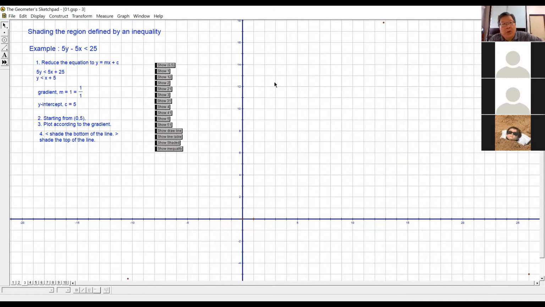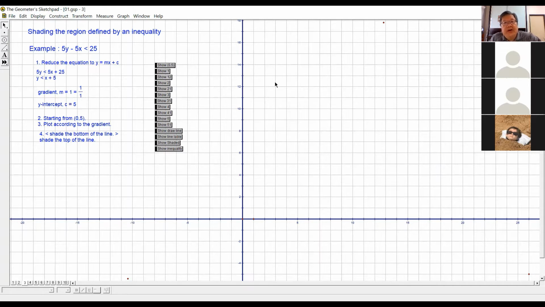Now, in the book and in your lower form, the way they teach you how to draw this line is you find 2 points on the line. You substitute numbers into this equation. Let's say x equals 1, then you find y equals, something like that. So you mark the point. Then you find another point, you mark it, then you join up the two points. I don't prefer this method.